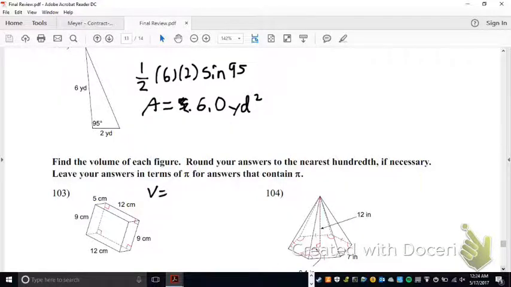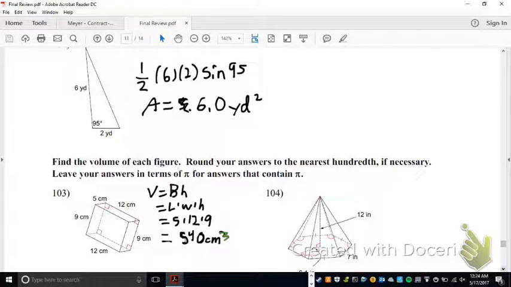So volume of any prism, base times height. We were talking about a rectangular prism. The area of the base is length times width. So we get length times width times height, being our volume. So we're going to have 5 times 12 times 9, or 540 cubic centimeters. I put square centimeters, that's wrong.